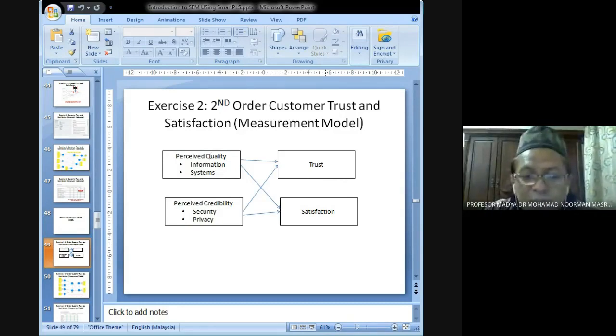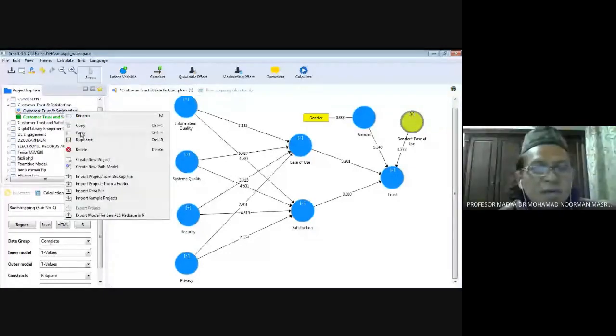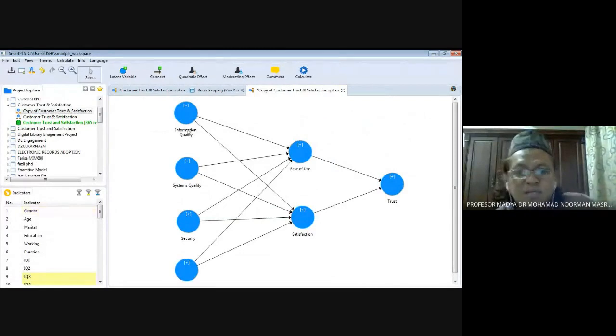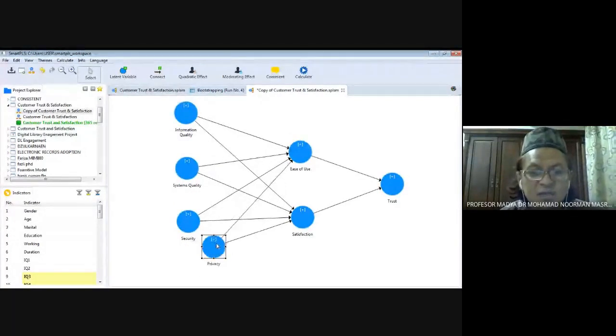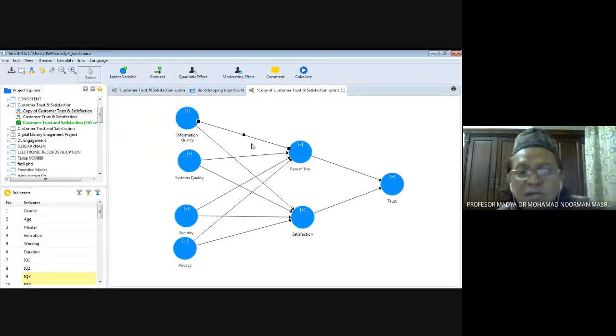I'm going to open up my SmartPLS. Can you see my SmartPLS, everyone? Yes. Okay, I'm going to duplicate the model. After I have duplicated, I'm going to delete this one because I'm going to create second order. Information quality and system quality is perceived quality, whereas security and privacy is called credibility. So I'm going to remove all the arrows first.